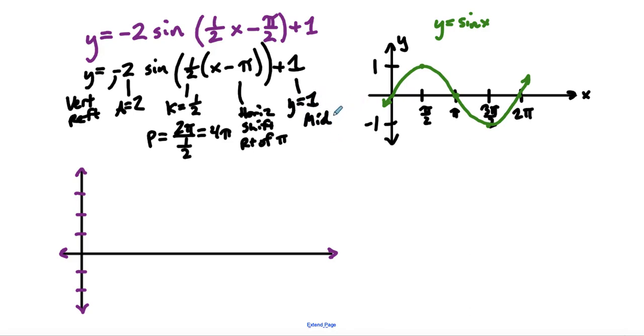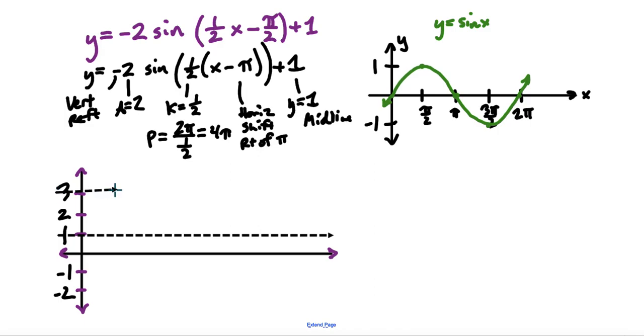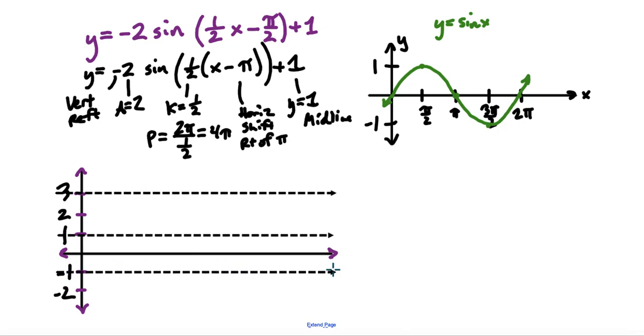And so now we can go ahead and set up this graph. Now what am I going to do here in terms of my numbering? I'm going to have 1 here as my midline, and I got to go up and down 2 from that because that's my amplitude. So I'm going to go up to 3, and I'm going to go down just to -1 here. So we're going to put our midline here at 1. And again, I'm doing these just because it helps me see where my graph is going to lie and also line up some of the crucial points on the graph.